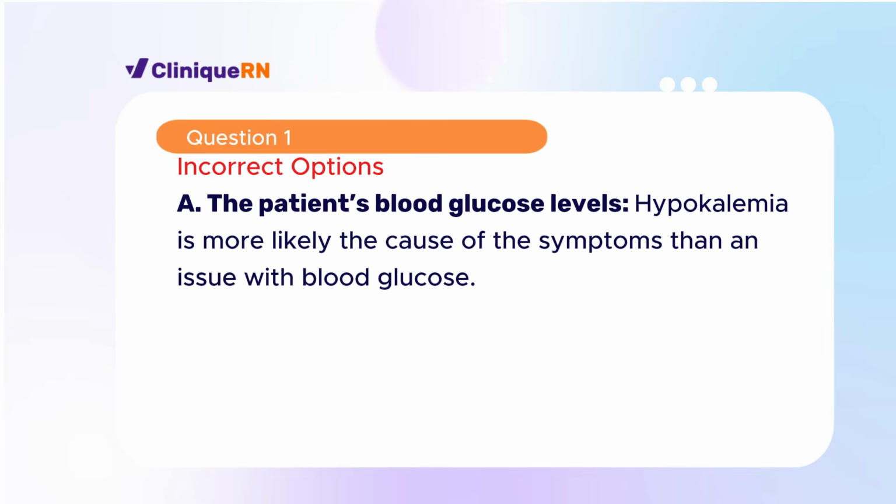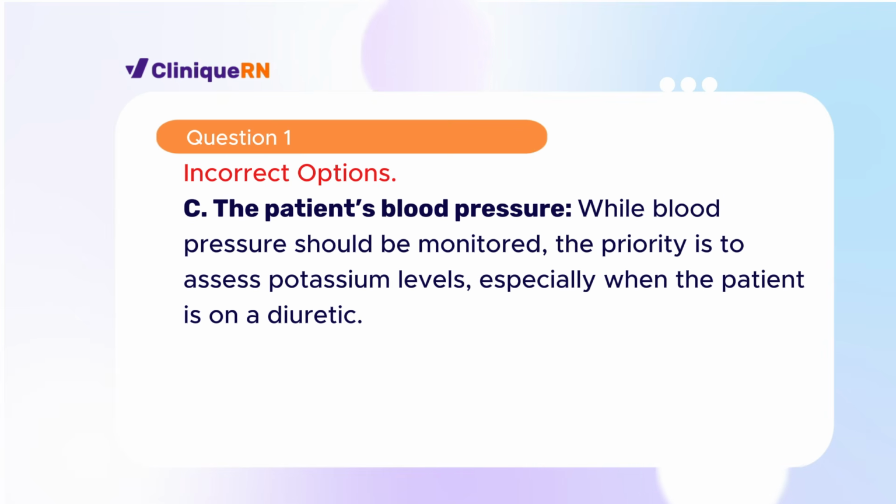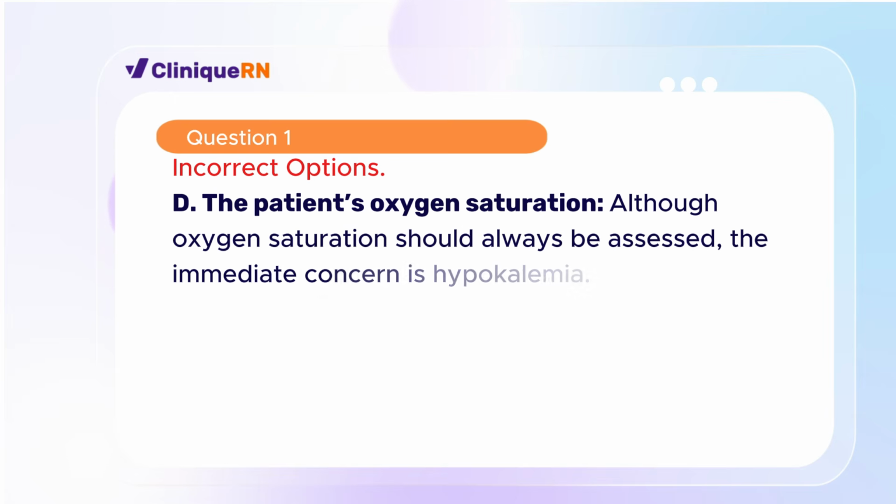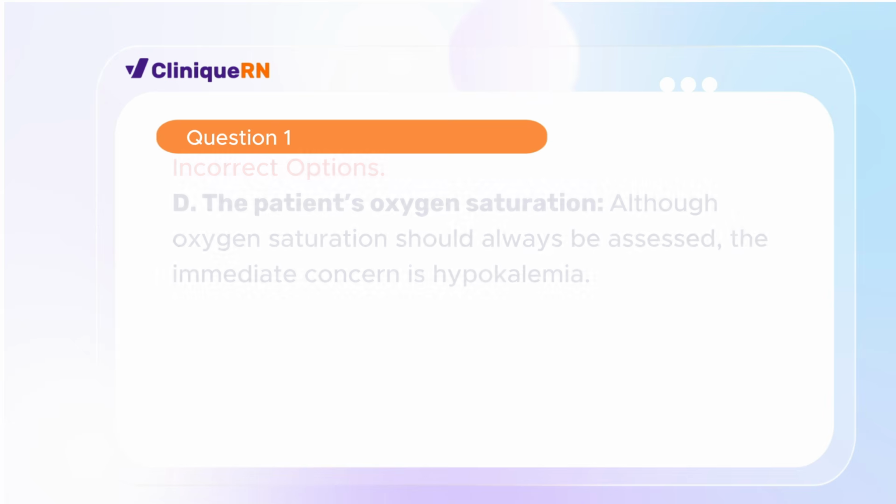Rationale for incorrect answers. A. The patient's blood glucose levels. Hypokalemia is more likely the cause of the symptoms than an issue with blood glucose. C. The patient's blood pressure. While blood pressure should be monitored, the priority is to assess potassium levels, especially when the patient is on a diuretic. D. The patient's oxygen saturation. Although oxygen saturation should always be assessed, the immediate concern is hypokalemia.